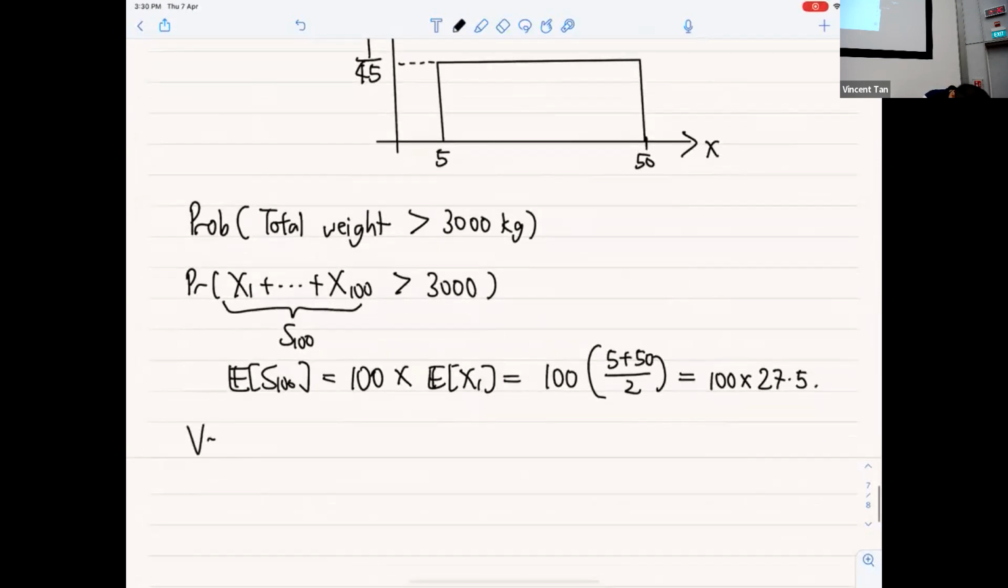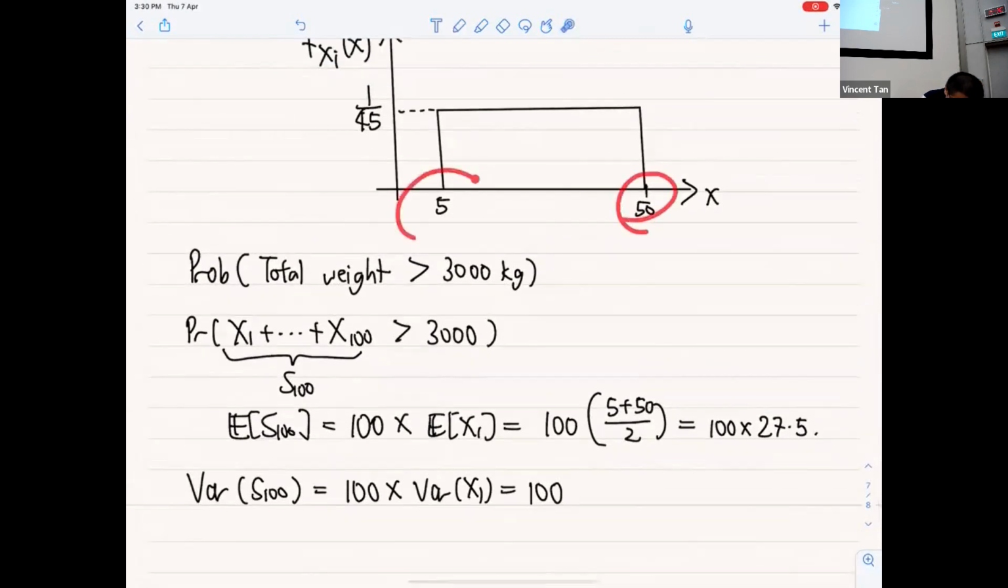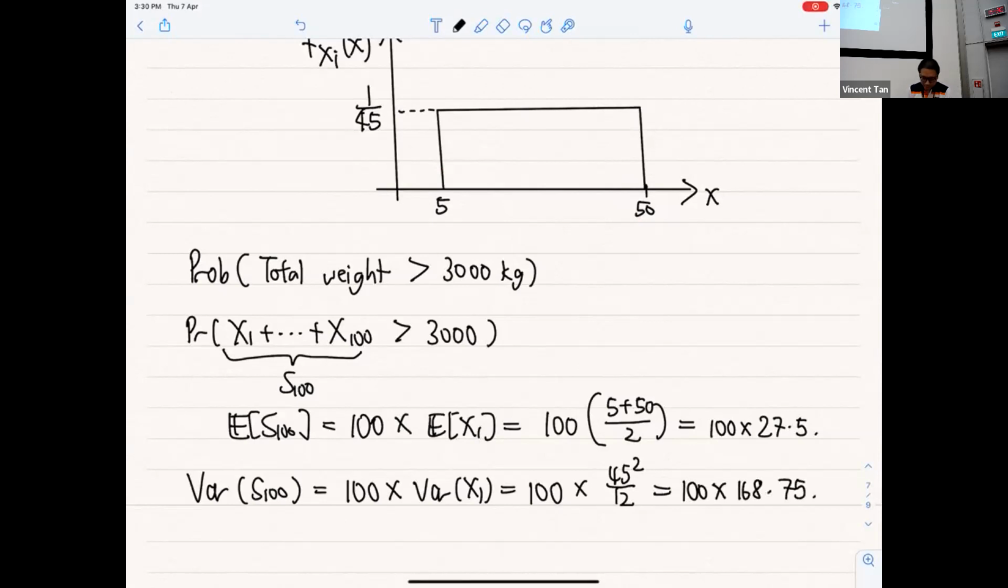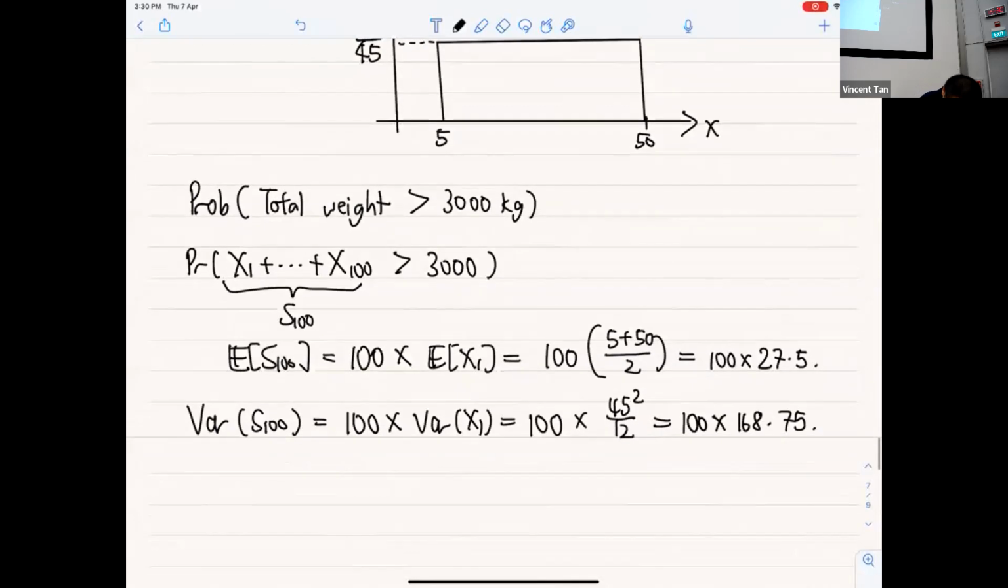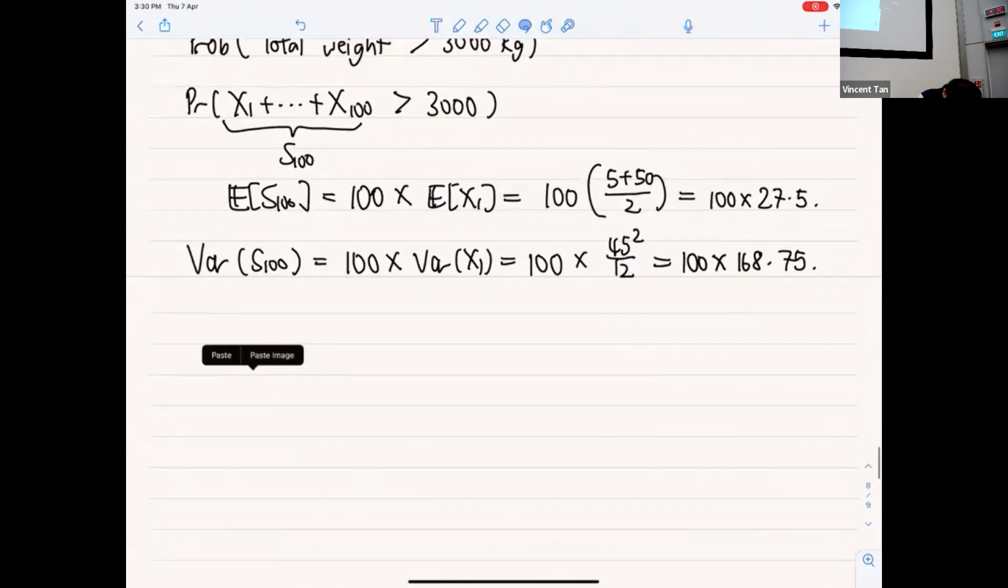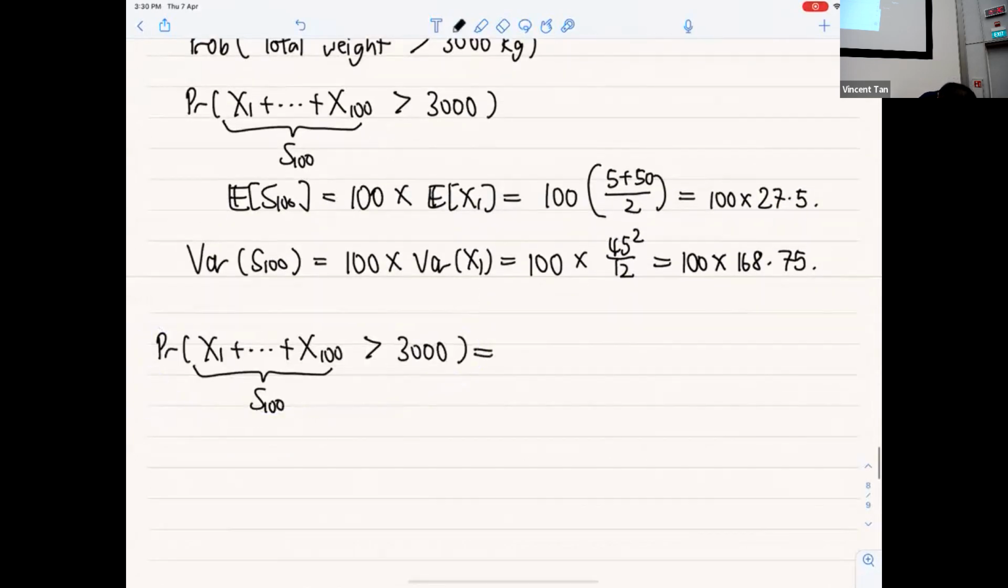All right. So what is the variance of the S100? It's 100 times the variance of X1. Well, this is uniform. So by now, you know, (b minus a) squared over 12, right? Times 45 squared over 12. So this is basically 100 times 168.75. All right. So we compute these statistics first. Then we can now calculate this one here. We can now approximate.